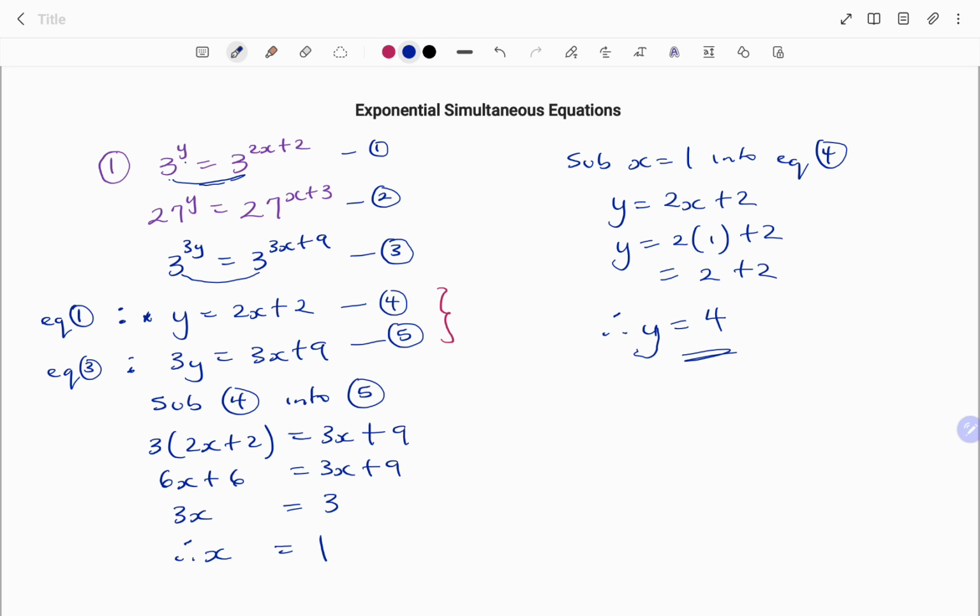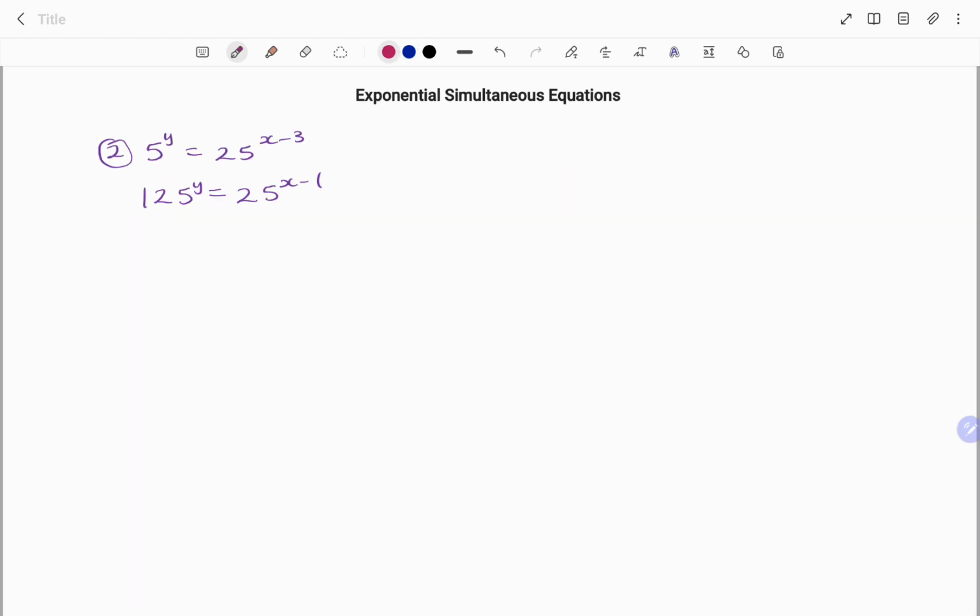Let's look at another example. In my second example, I have 5 to the power of y equals 25 to the power of x minus 3, and I have 125 to the power of y equals 125 to the power of x minus 1.